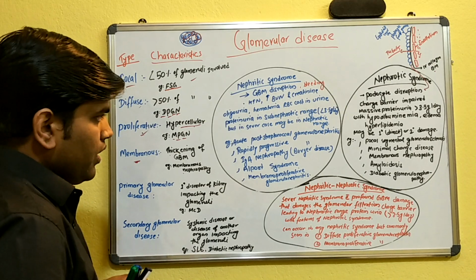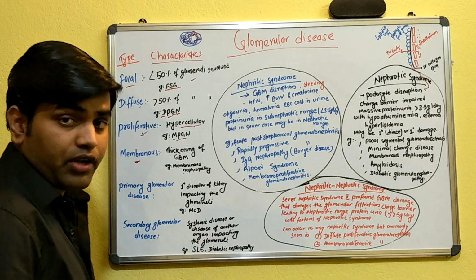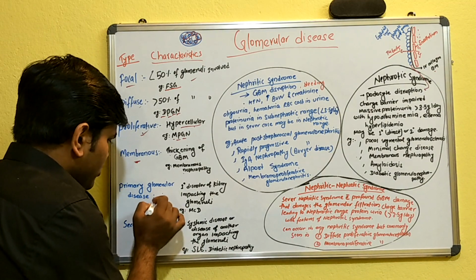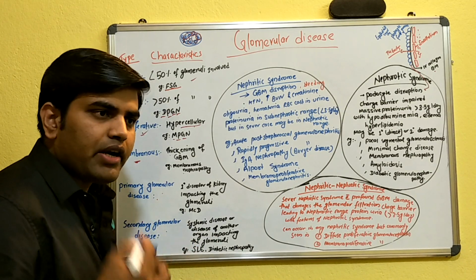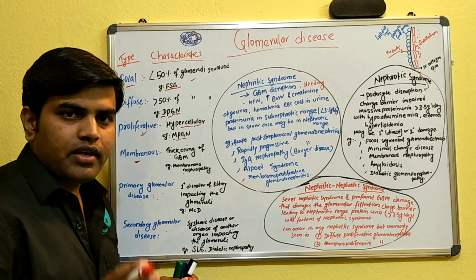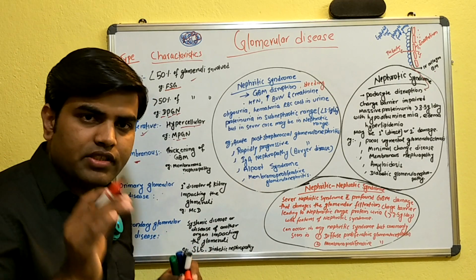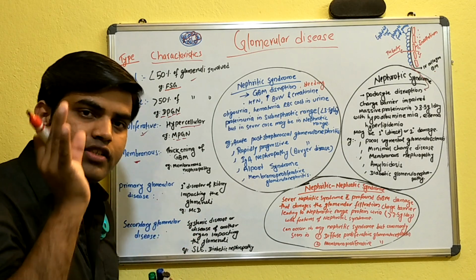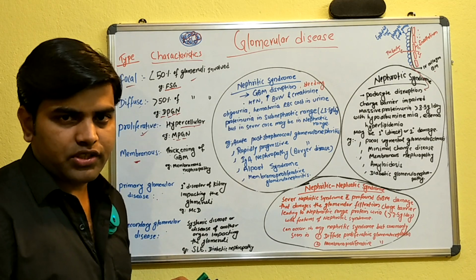Okay, and membranous nephropathy is an example, a cause of your nephrotic syndrome actually. Okay, now there are two terms: primary glomerular disease and secondary glomerular disease. You should always know that in medical terminology, anywhere the term primary glomerular disease comes, it means that the disease of that same organ is responsible for the pathogenesis.